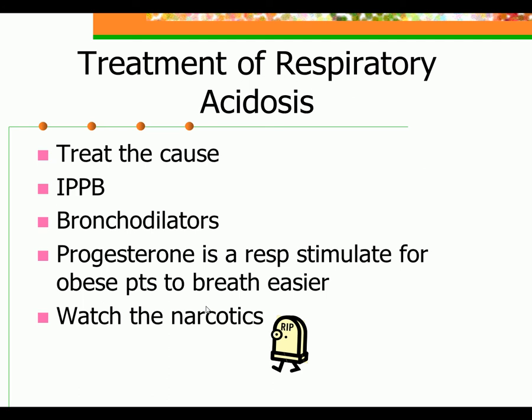Treatment: treat the cause. Could be intermittent positive pressure breathing. Could be bronchodilators to open it up so they can breathe better. Could be progesterone, a respiratory stimulant for obese patients to breathe. Could be that they don't need as much narcotics. Be very careful giving narcotics or sedatives to someone in respiratory acidosis. It may make the acidosis worse and actually lead to death.